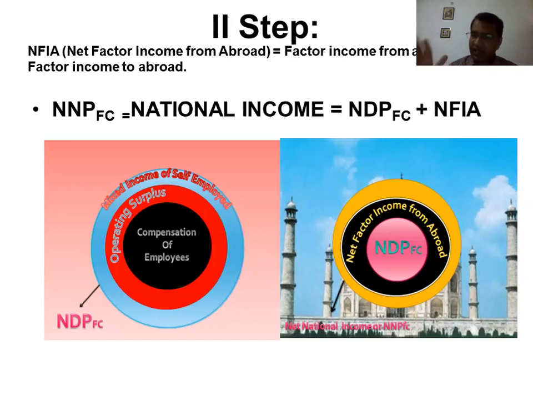net national product at market price, or net national income, or national income at factor cost. So we can calculate it as NDP at FC, the domestic income, plus net factor income from abroad. Net factor income from abroad is the difference between factor income from abroad and factor income to abroad. If we add this, then we calculate national income. This I am trying to show with the help of pictures.